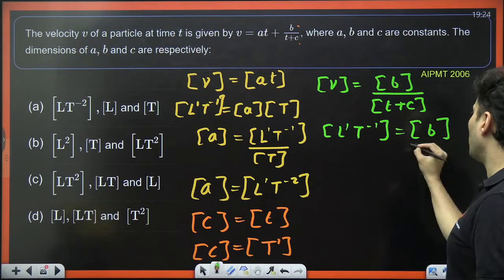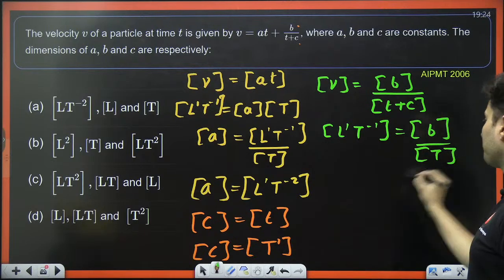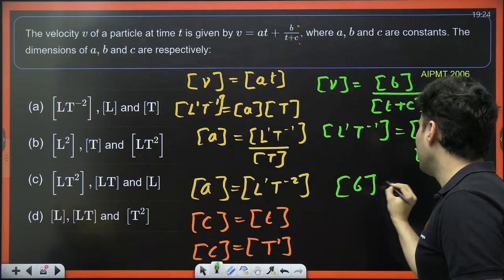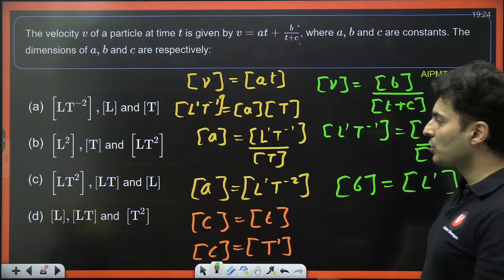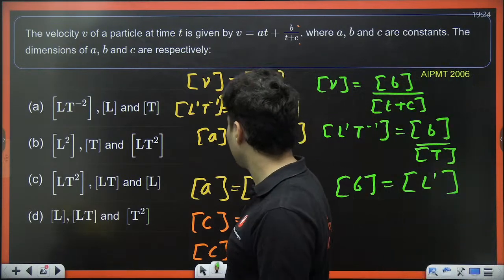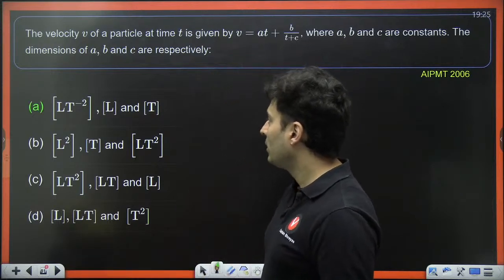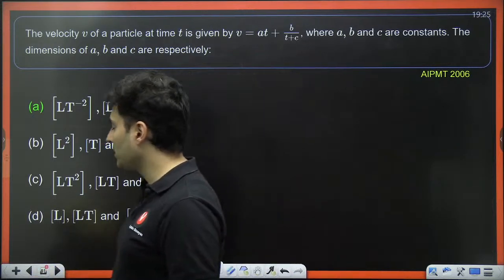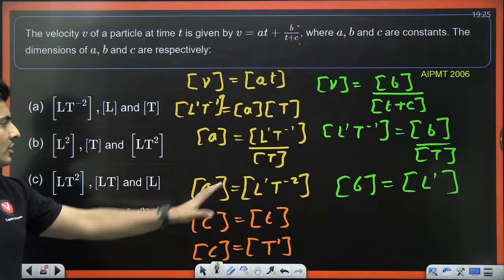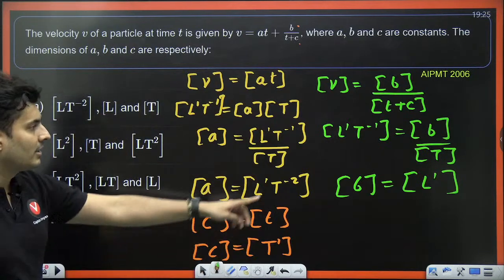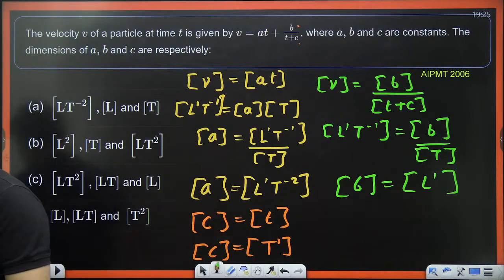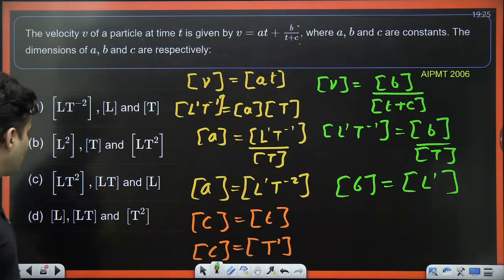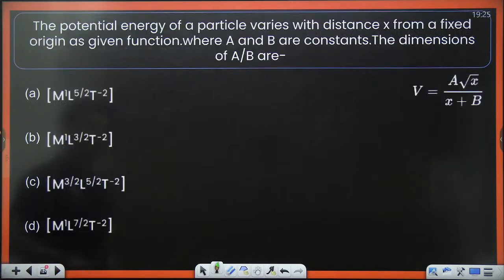Dimension of B I don't know. This is having the dimension of time. So the dimension of B will be this into this, so it will be just L raised to 1. Is it there somewhere? Yes, L and LT raised to minus 2 are there, L is there and T is over here. A, B and C. Done. Very nice. Understood, guys? Very good. Moving on. Next question.